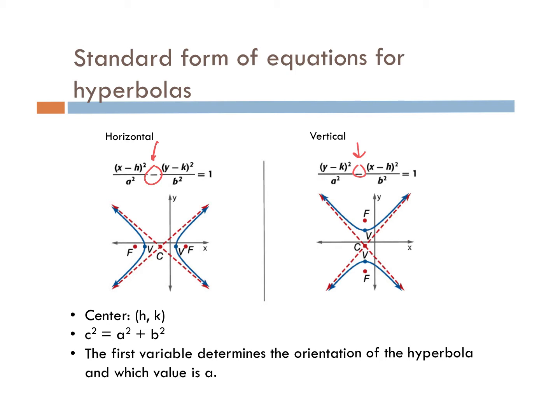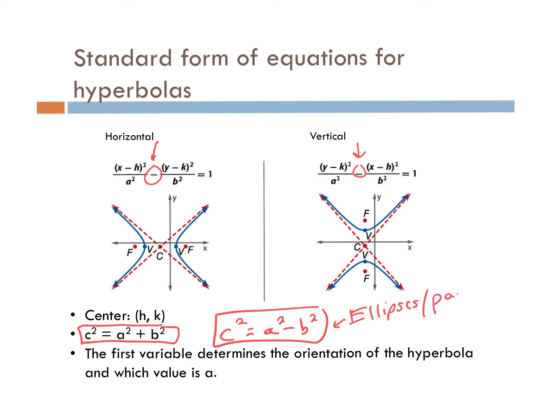The center is always found by taking (h, k), just like with all the other standard forms. But notice here, c squared is the sum of a squared plus b squared. If you remember, c squared equals the difference of the two for ellipses, as well as parabolas, to find that c value to determine where the foci are. But here you end up doing the sum of both of those squared. So that's one big difference for hyperbolas.